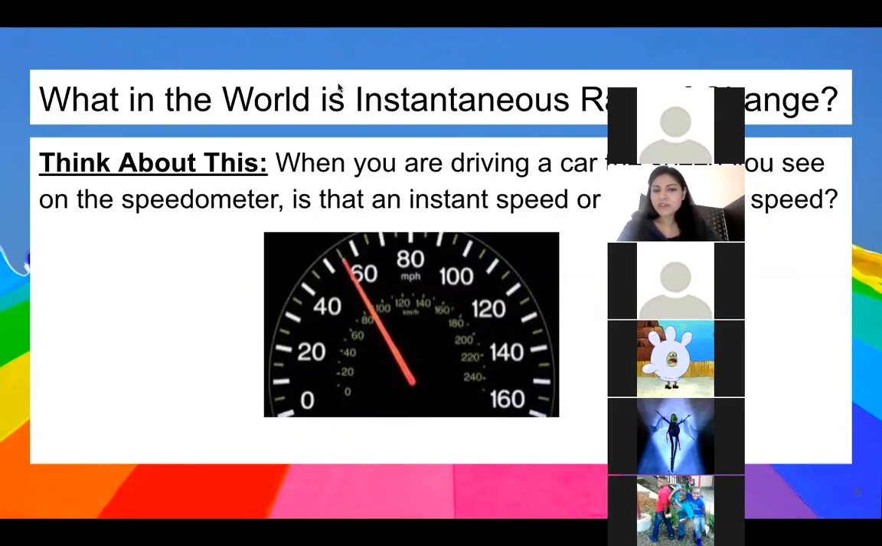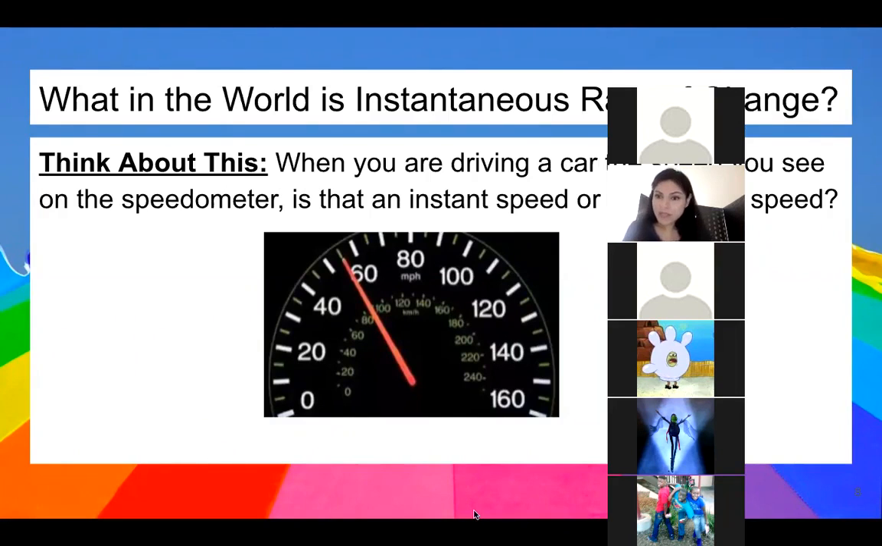But don't you notice, y'all, when you're driving, that red thing on the speedometer is constantly moving. It's adjusting to how fast you're going in that moment. So this is actually called an instant speed. I wouldn't know what that red thing is called. If someone thinks of a word, let me know. But that is constantly moving.